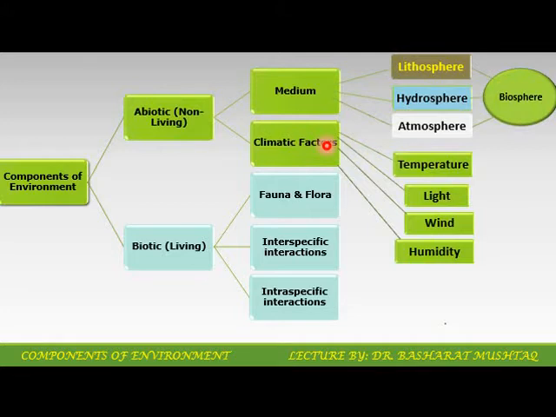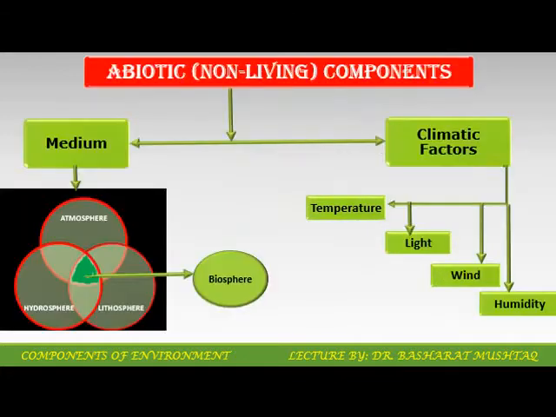Similarly, climatic factors are subdivided into various classes, such as temperature, light, wind, humidity, etc. Now, biotic components or living components are further subdivided into three classes: fauna and flora, interspecific interactions, and intraspecific interactions. Thus, these are the components of environment.